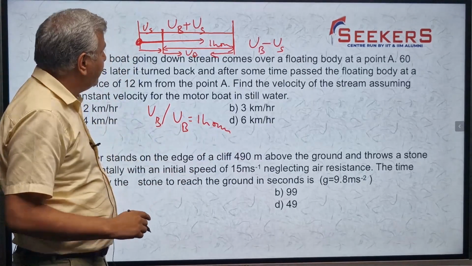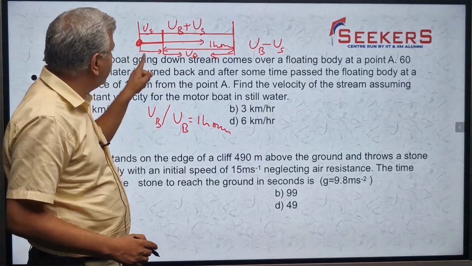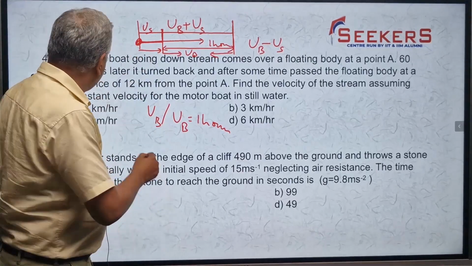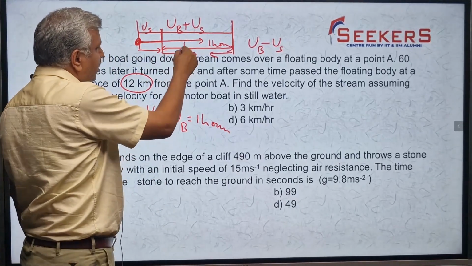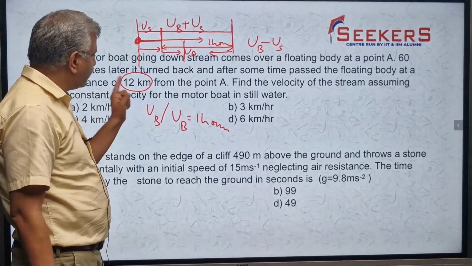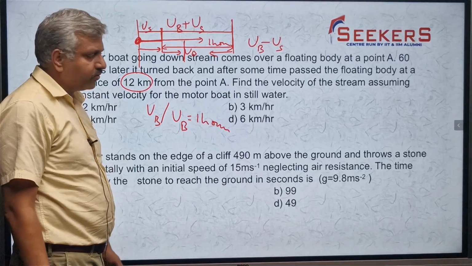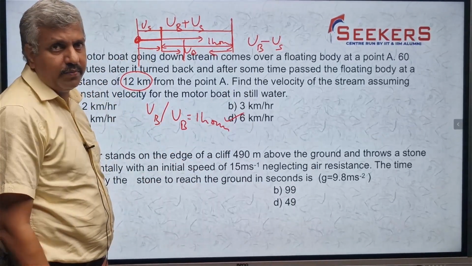So that means he travelled for 1 hour and he returned back for 1 hour. So in 2 hours the plank has travelled a distance of 12 kilometers, because the next time he has crossed it at a distance 12 kilometers from the starting point. So in 2 hours the plank has travelled 12 kilometers. So the velocity of the stream will be 6 kilometers per hour.